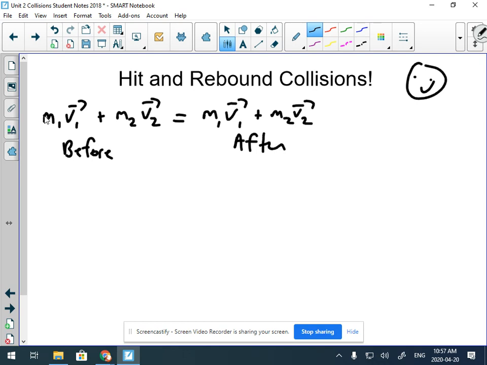Now, we are going to be having direction for the first time. So before we start a problem, we've got to say one direction is positive and one direction is negative. Okay? All right, so let's try a hit and rebound collision problem.